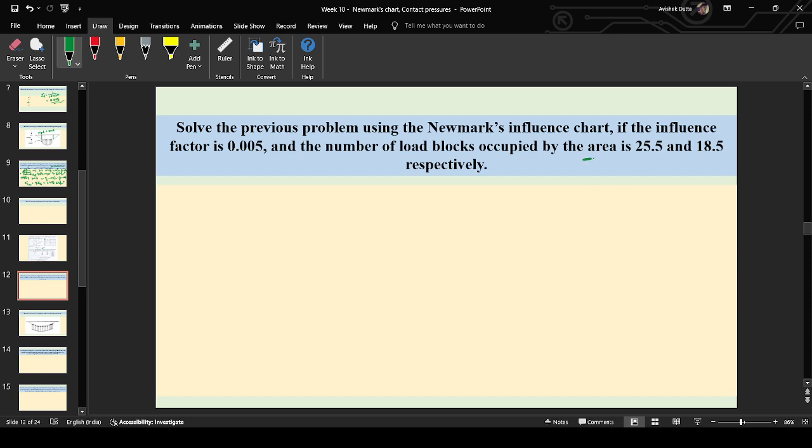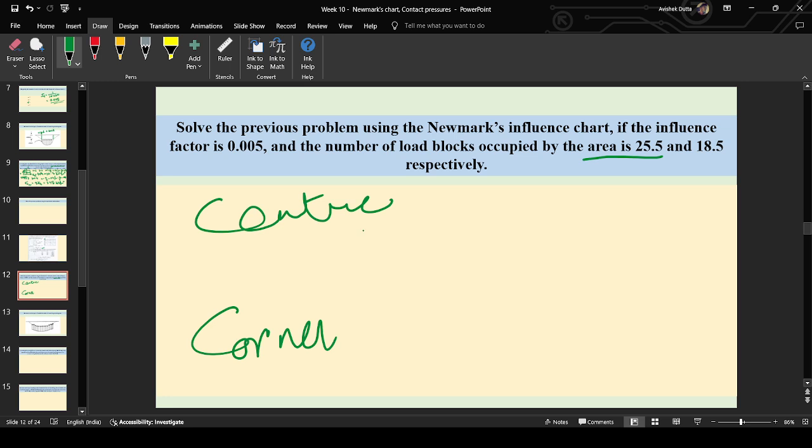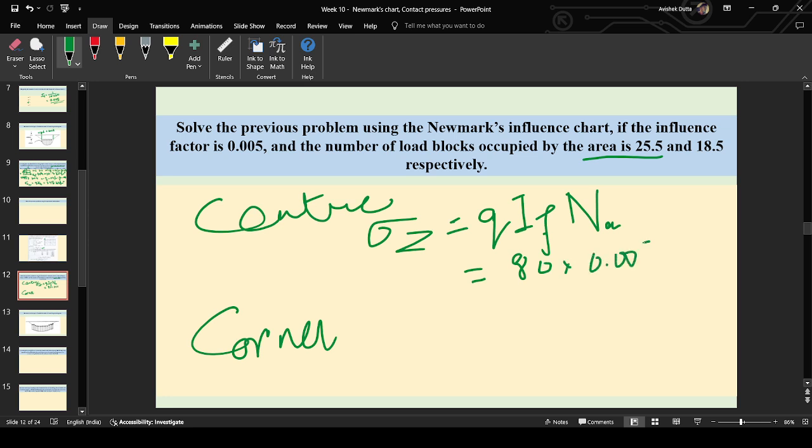So for the center load, I'll just divide it into center and corner. For the center, sigma z is equals to q into if into na. Now q is 80, right? What is the value of influence factor for the original Newmark's chart I have mentioned? 20 is the number of sectors, you are correct, but what is the influence factor? 1 by 20 into 10, which is 0.005. So it will be 80 into 0.005 into NA. For the center it is 25.5 number of sectors, so you get a value of approximately 10.2.